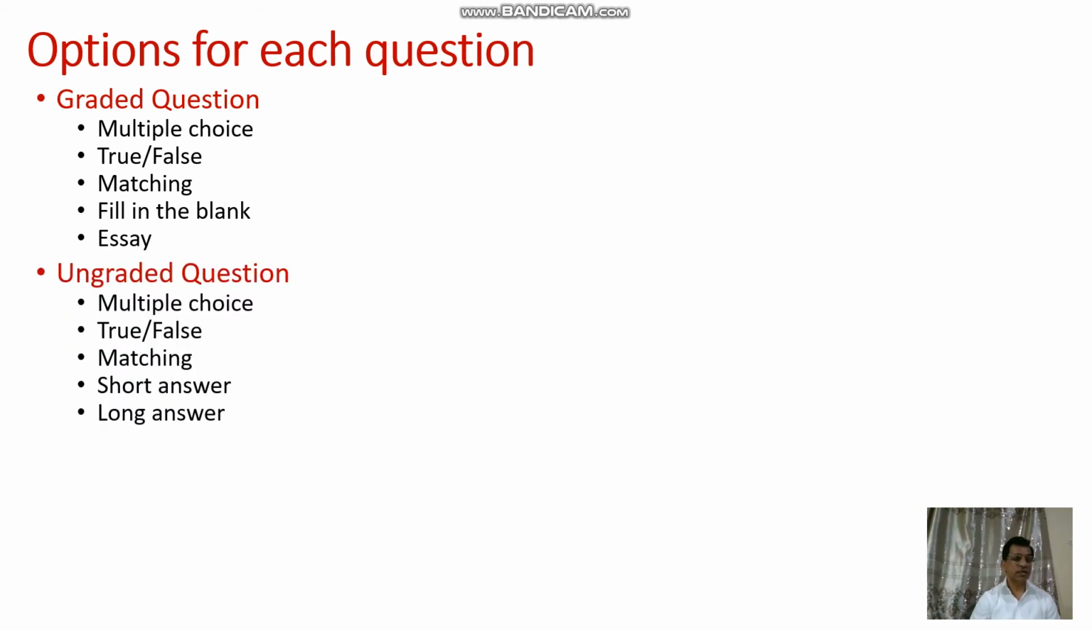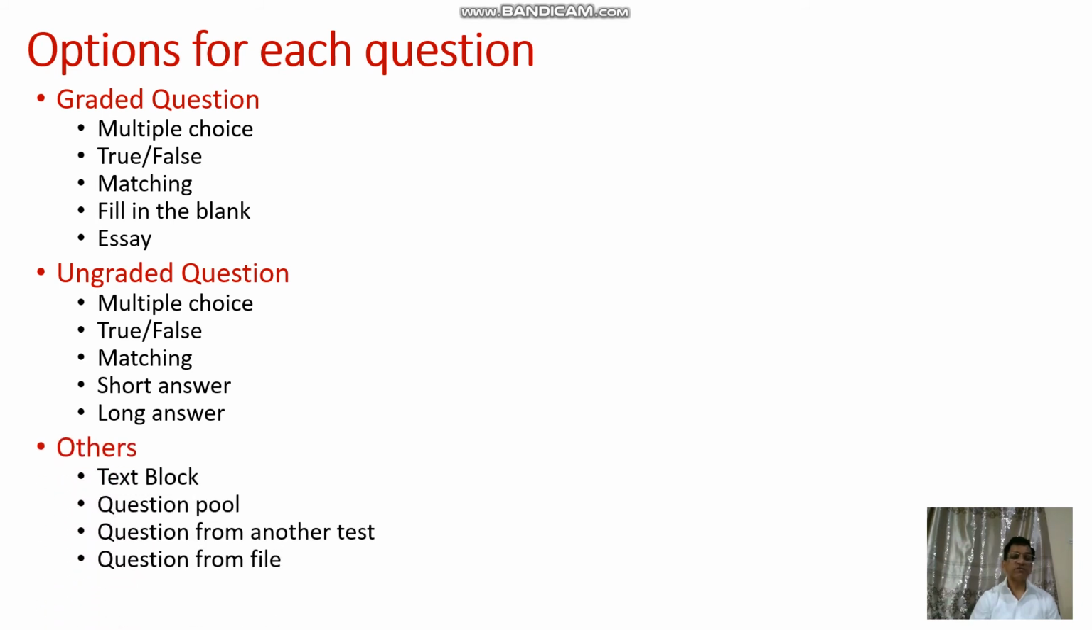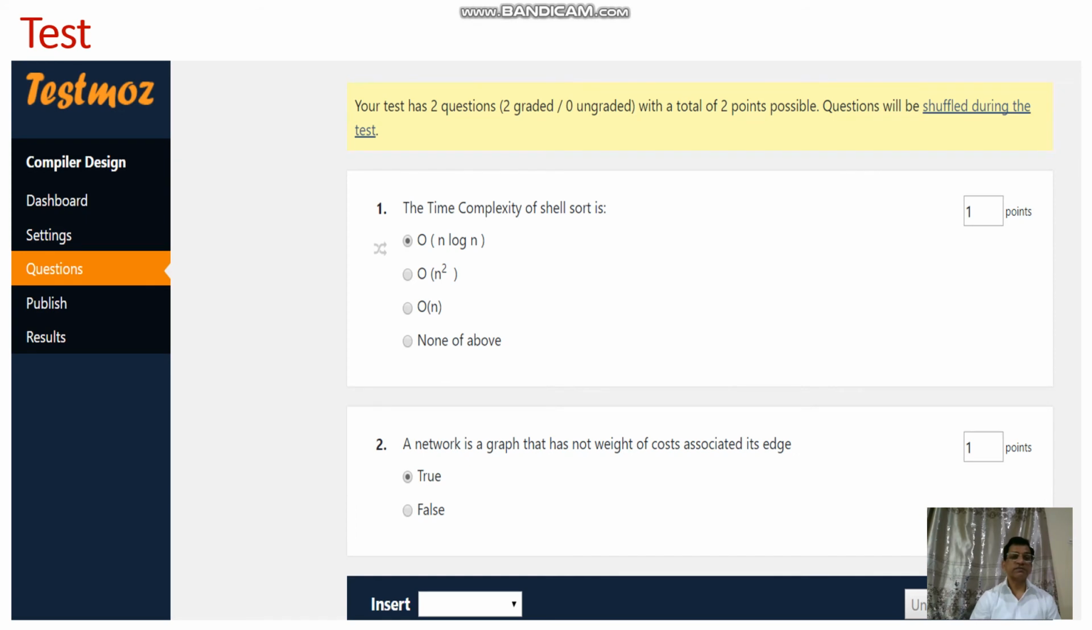In case of graded questions, I already discussed this. There will be multiple choice questions, true false, matching, fill in the blank, and essay type questions also. Ungraded types of question: again multiple choice, true false, matching, short answer, and long answer questions. And others for the premium user: text block, question pool, question from another test, and question from files. Now after generating this, the test paper will be created.